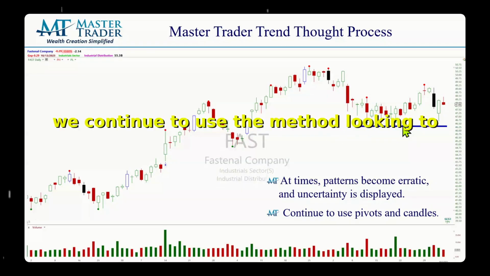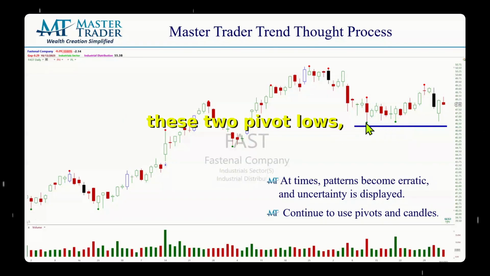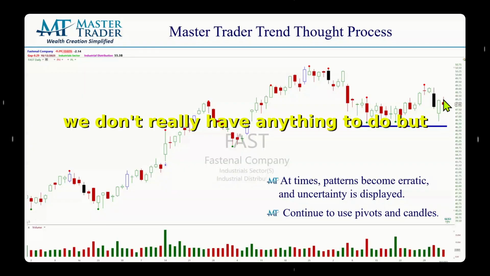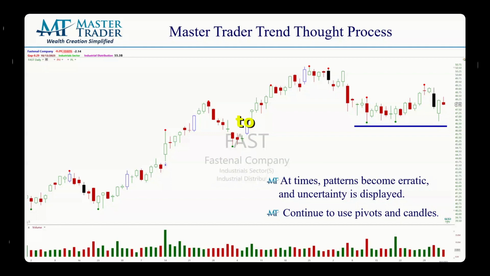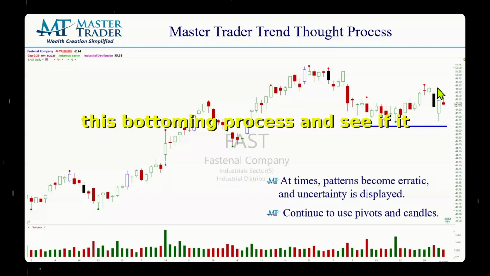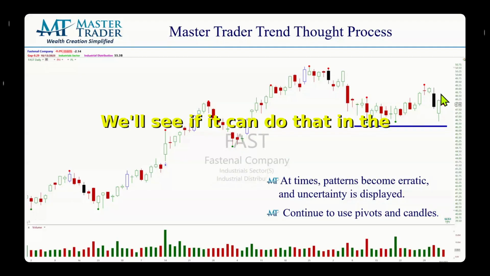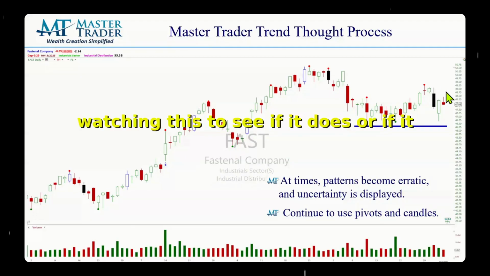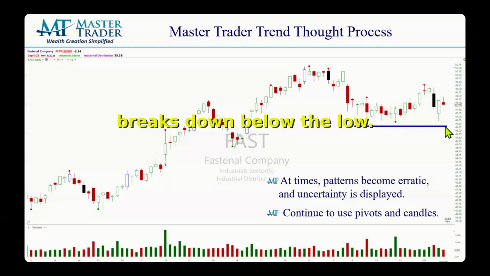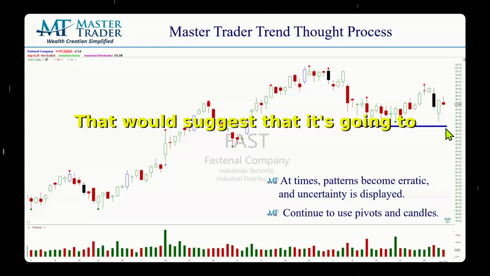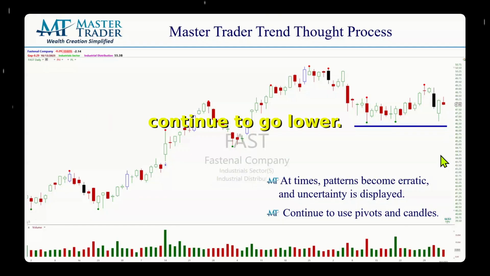We continue to use the method, looking to the left. There's 2 pivot lows. That's a stronger area. And then we got a big wide range bar here. So we don't really have anything to do but to wait for another bar to continue to create this bottoming process and see if it could break out. We'll see if it can do that in the coming day. I'm watching this to see if it does, or if it breaks down below the low, that would suggest that it's going to continue to go lower.